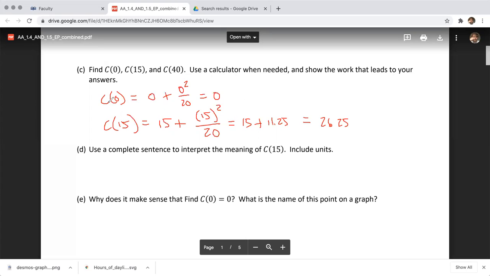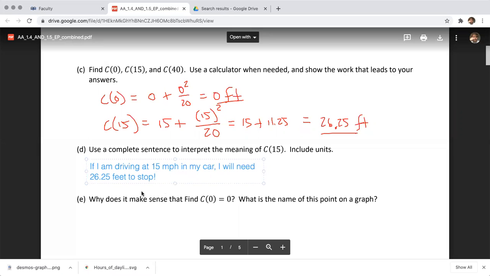And it's important to put units. So I'm plugging in miles per hour and out is coming feet. So this is 0 feet. And this is 26.25 feet. So this is telling me that if I'm traveling 15 miles per hour, I will need 26.25 feet to stop. Oh, and that actually is what D is telling me. Use a complete sentence to interpret the meaning of c of 15. If I am driving at 15 miles per hour in my car, I will need 26.25 feet to stop.